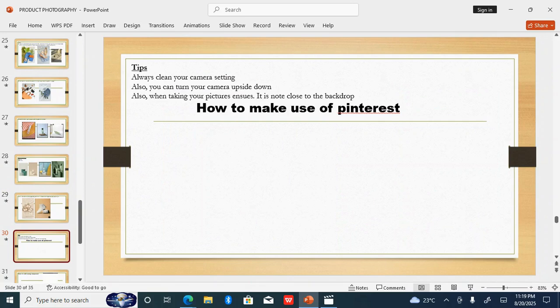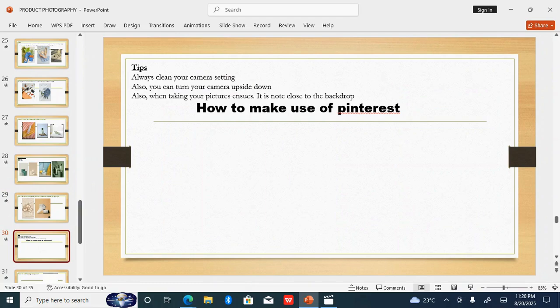And also, how do you get photography ideas for your next product picture? You have to make use of Pinterest. If you're a business owner and you're not using Pinterest, I don't know what you're doing. You have to make use of Pinterest. You can just go there.